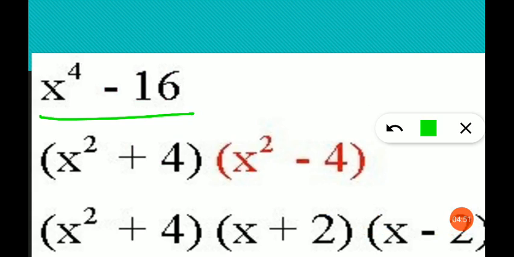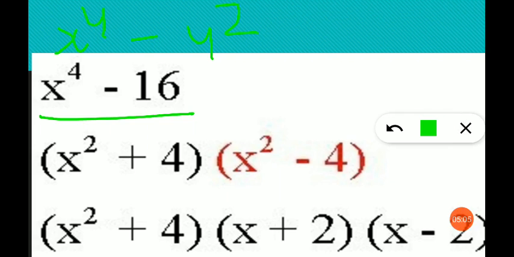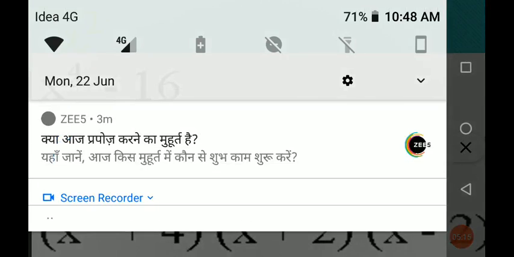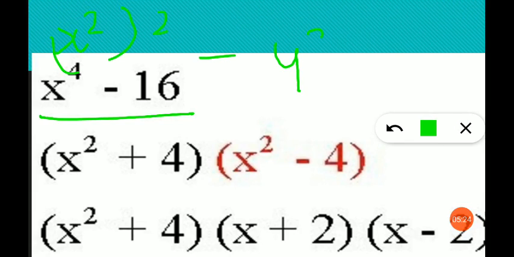x to the power 4 minus 16. So we know that x to the power 4 can be written as x square whole square minus 4 square, and hence we can apply a plus b, a minus b. So it becomes x square plus 4 and x square minus 4.